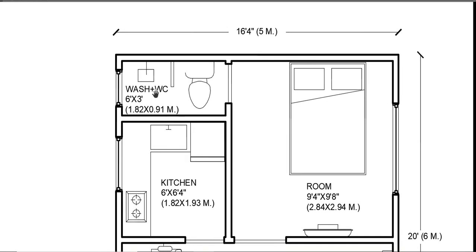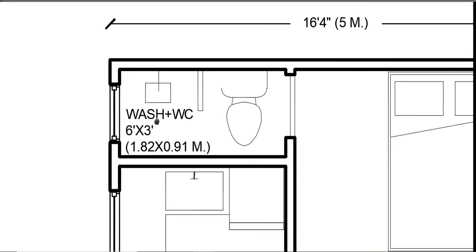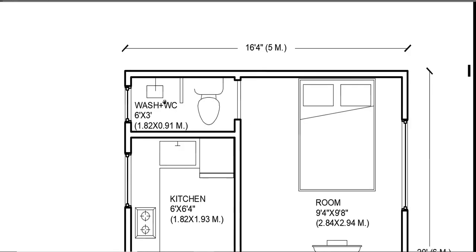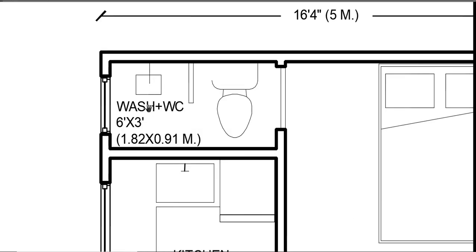You can see here the size of the washroom is 6 feet into 3 feet, in meter 1.82 into 0.91 meter. You can see here the water closet and the shower area both are separate, and we have a ventilator for ventilation of this washroom. So this is the floor plan of this house you are watching on the screen.